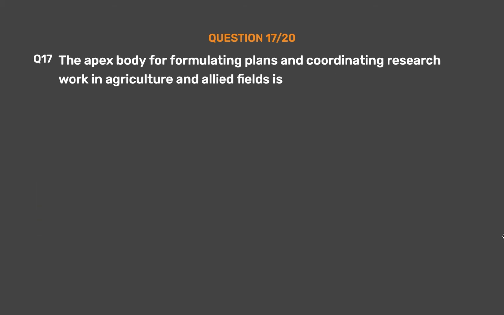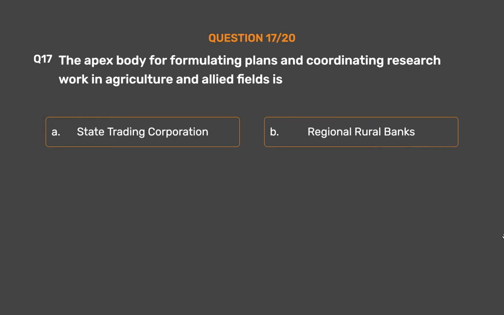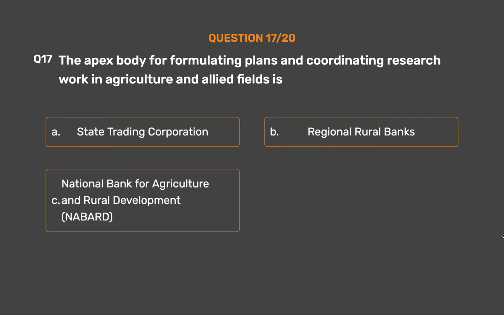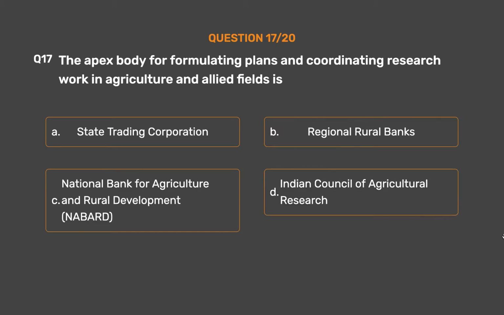Question number 17. The apex body for formulating plans and coordinating research work in agriculture and allied fields is Option A, State Trading Corporation. Option B, Regional Rural Banks. Option C, National Bank for Agriculture and Rural Development, NABARD. Option D, Indian Council of Agricultural Research.